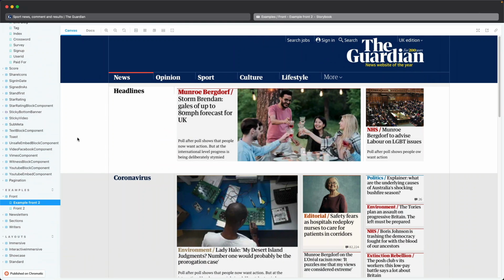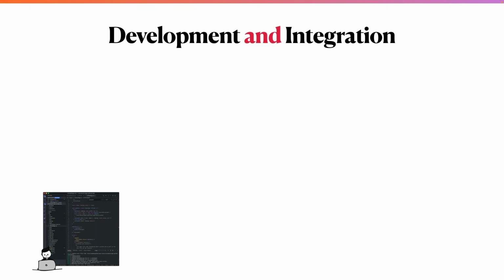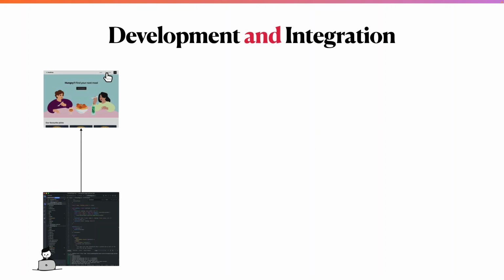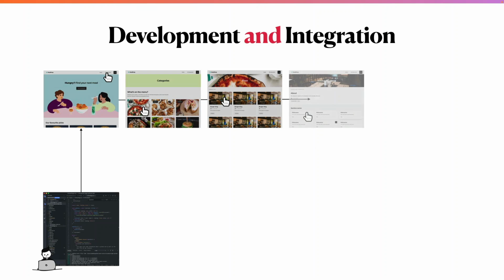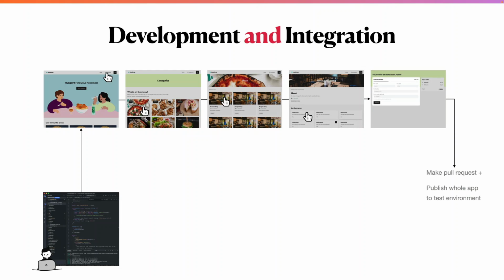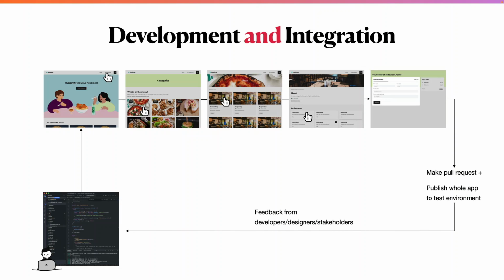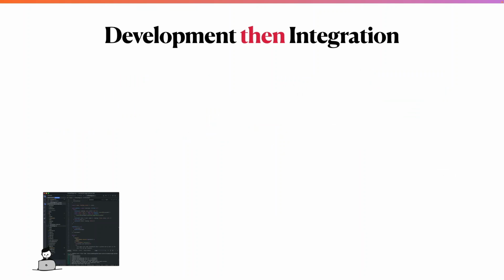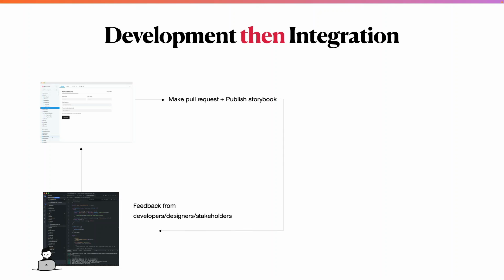So looking at a workflow without Storybook, you normally have to develop and integrate at the same time. That sometimes requires a lot of effort, and also your pull requests end up becoming quite big. So you make the pull request, you have to publish the entire app to a test environment so you can get the feedback from your colleagues. But if you add Storybook to that workflow, you can actually develop and only later integrate, which allows you to actually focus on small pieces of your feature components, let's say, and then you can make smaller pull requests which are easier to review, and you can publish Storybook containing that component for people to test and give you feedback.